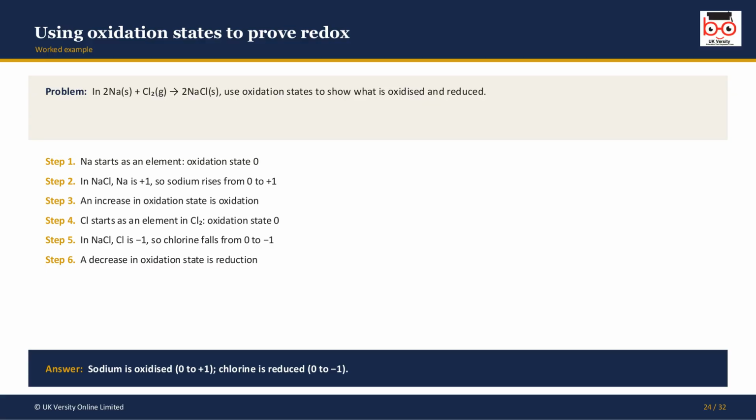Let's use oxidation states to prove redox in sodium reacting with chlorine to form sodium chloride. Sodium starts as an element, so its oxidation state is 0, and in sodium chloride it's +1, so it rises from 0 to +1, and an increase in oxidation state is oxidation. Chlorine starts as an element in chlorine gas, also 0, and in sodium chloride it's -1, so it falls from 0 to -1, and a decrease is reduction. So sodium is oxidized and chlorine is reduced.